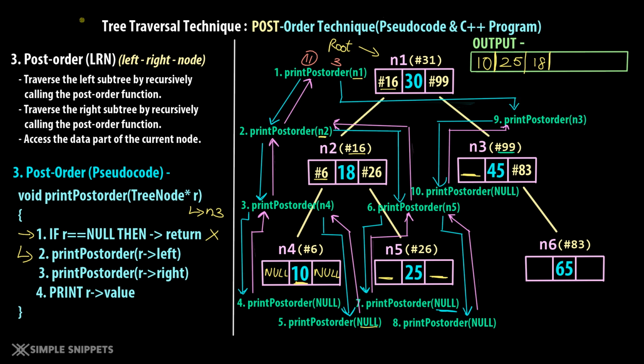Step 2 is done. So for the 9th print post order, step 3 is nothing but one more print post order recursive call, but this time we are saying r of right. For the 9th print post order, r is nothing but n3. What is there to the right of n3?